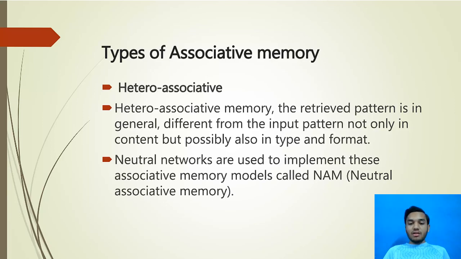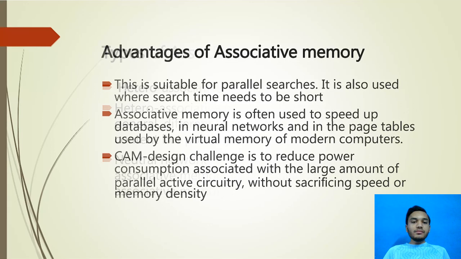Neural networks are used to implement these associative memory models, called NAM, neural associative memory. There are some advantages and disadvantages of associative memory. Advantages of associative memories are: it is suitable for parallel searches. It is also used where search time needs to be short.